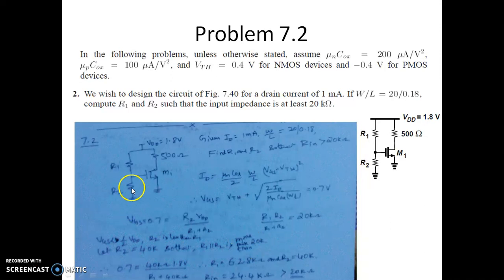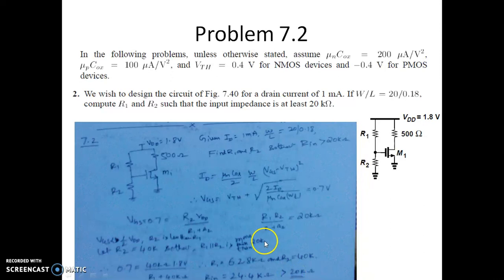Now we know that when this is 40k, this has to be more than 40k, because you want to have a voltage less than half of your VDD here. Now assuming this as 40k, and substituting this voltage as 0.7, we can estimate the value of R1, which comes out to be 62.8 kilo ohms, and R2 is equal to 40 kilo ohms. And if you find out what the R in is, it comes out to 24.4 kilo ohms, which is certainly more than 20k.